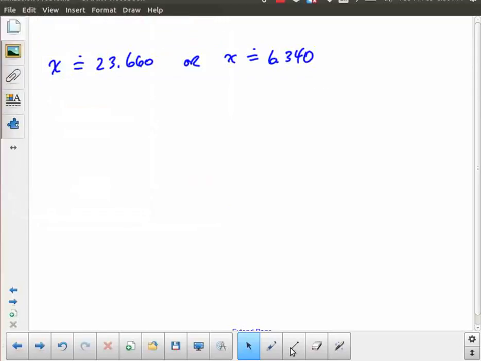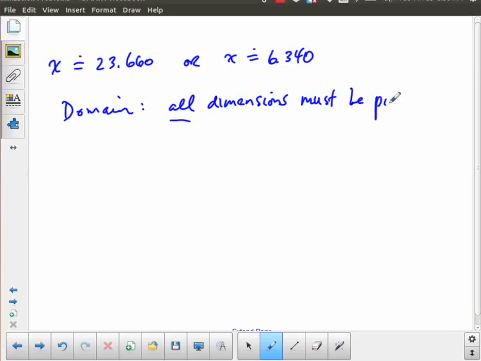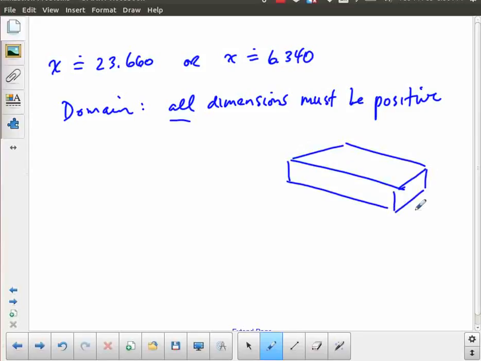Okay, so now we have to concern ourselves with the domain. And what do I mean by the domain? I mean that all dimensions must be positive. It's not enough for x to be positive. Remember, we've got this overall shape, which is an x here, a 30 minus 2x here, and a 60 minus 2x there. All of these have to be positive.